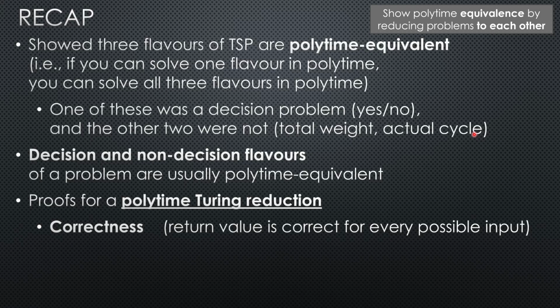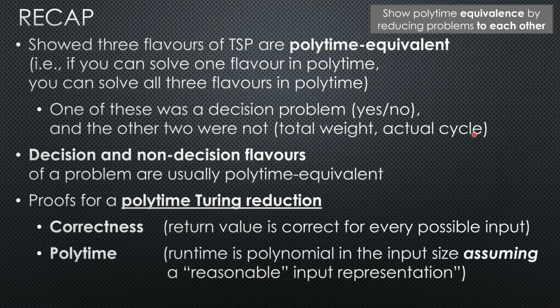Okay, and we also saw polytime Turing reductions, and we sort of got a hint of what it means to be correct. It sort of means that the return value is correct for every possible input, and we saw that part of showing that your proposed algorithm is a polytime Turing reduction is to show polytime. You should show that the runtime is polynomial in the input size, assuming a reasonable input representation.